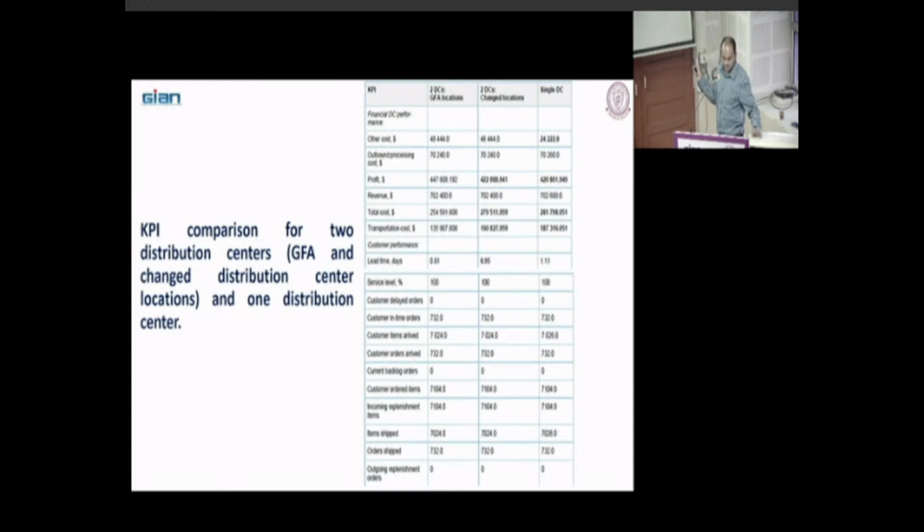Distribution center processing cost. Because in the first two we have 2 DCs, and here we have only 1 DC. That's why processing cost reduced by 50%. Outbound processing cost is the same for all three cases.